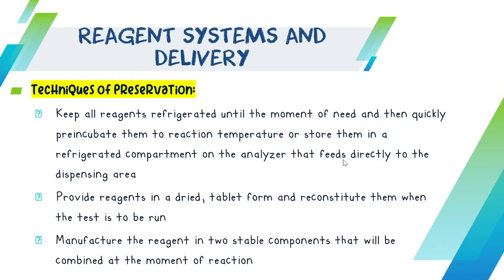reconstitution for that. And then manufacture the reagent in two stable components that will be combined at the moment of reaction. What this means, kids, is that instead of combining your reagents immediately in one bottle, it is better to separate them and then you do the mixing yourself, so that the shelf life is longer and it takes longer to expire.